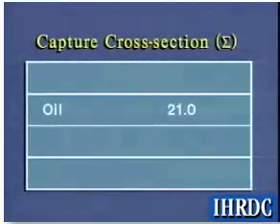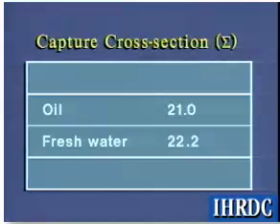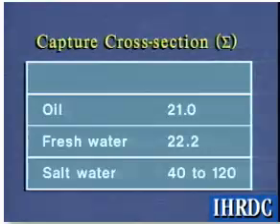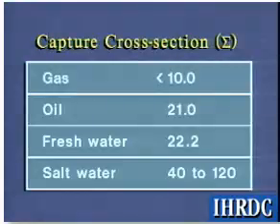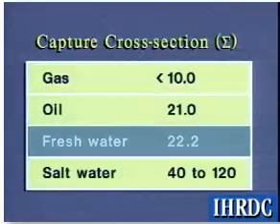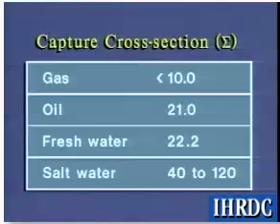Unfortunately, oil and fresh water have almost identical capture cross-sections. So the use of a pulsed neutron log is restricted to formations having salinities above a certain minimum. Natural gas, on the other hand, has a capture cross-section only about half that of oil. So with the right salinity-hydrocarbon relationship, the tool can distinguish gas, oil, and salt water.